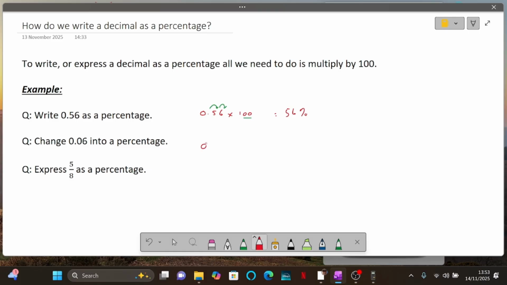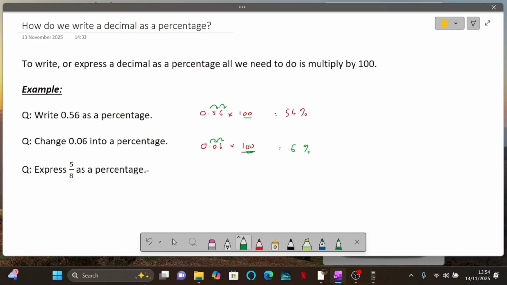0.06 into a percentage. 0.06 times by 100. Okay, now again, remember there are 2 zeros. Move the decimal point once, twice, it's just after the 6. So it's just 6%.